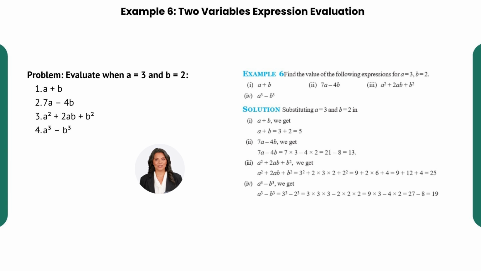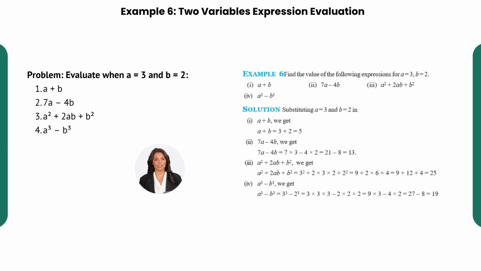The third expression is a squared plus 2ab plus b squared. This is the perfect square expansion of (a plus b) squared. Let's calculate each term. 3 squared equals 9. Plus 2 times 3 times 2 equals 12. Plus 2 squared equals 4. Adding 9, 12, and 4 gives 25.